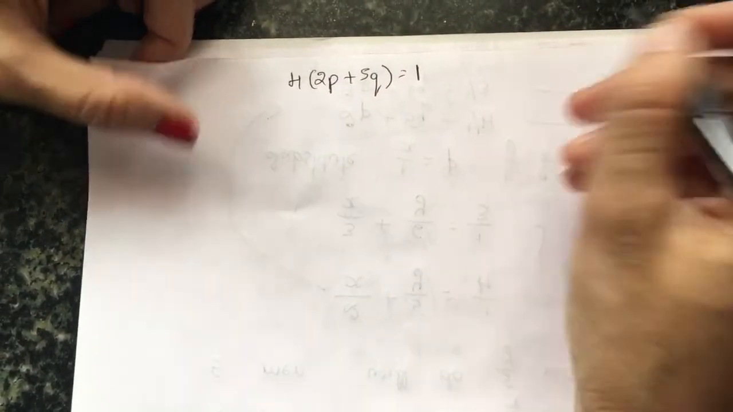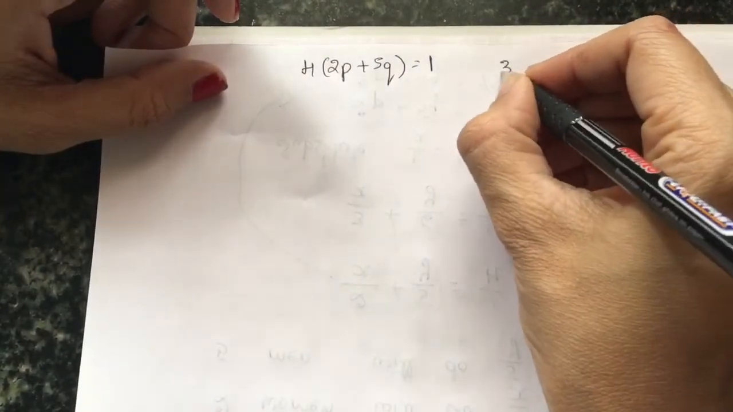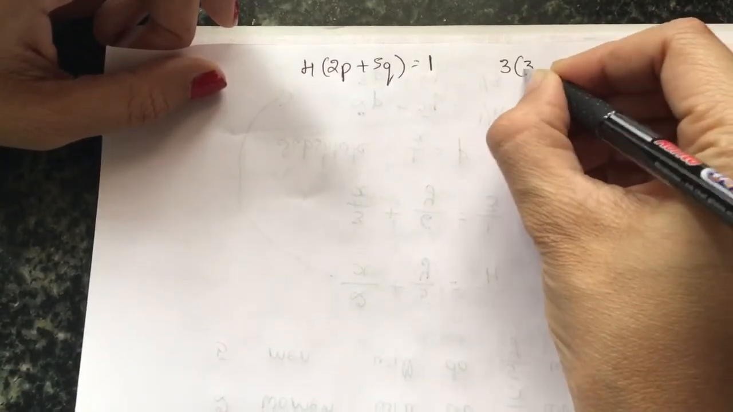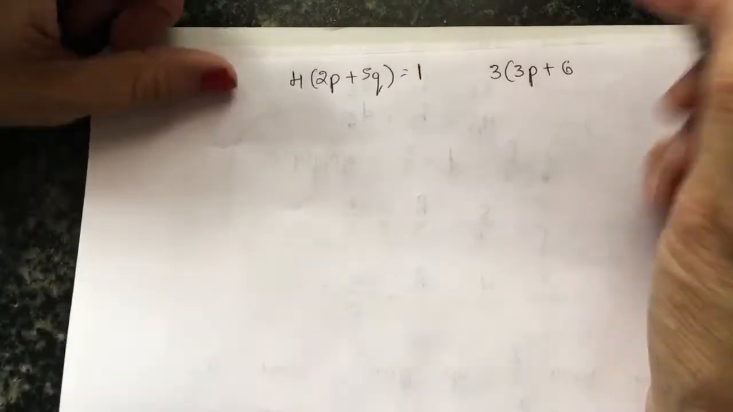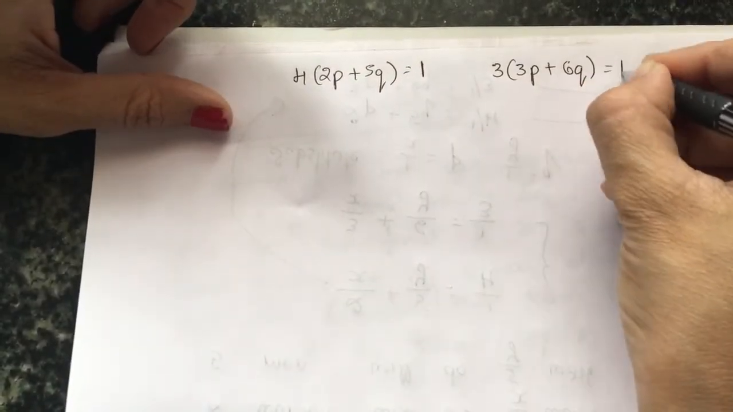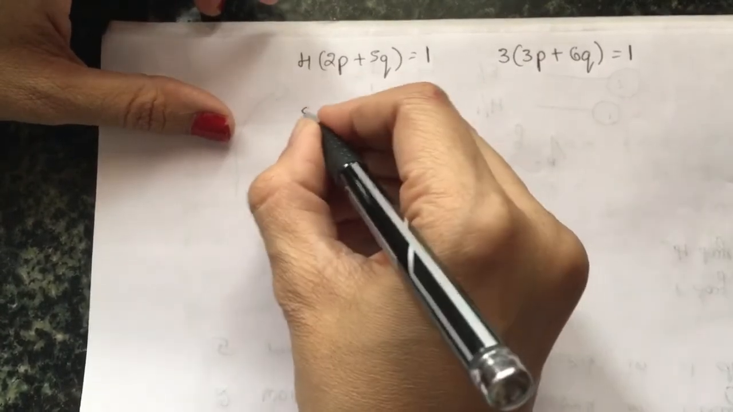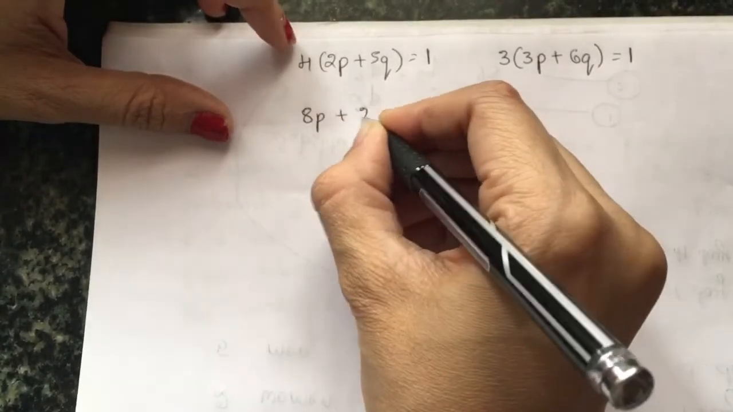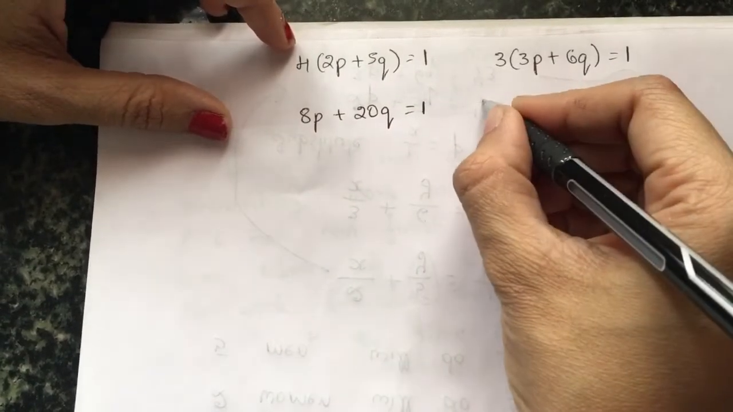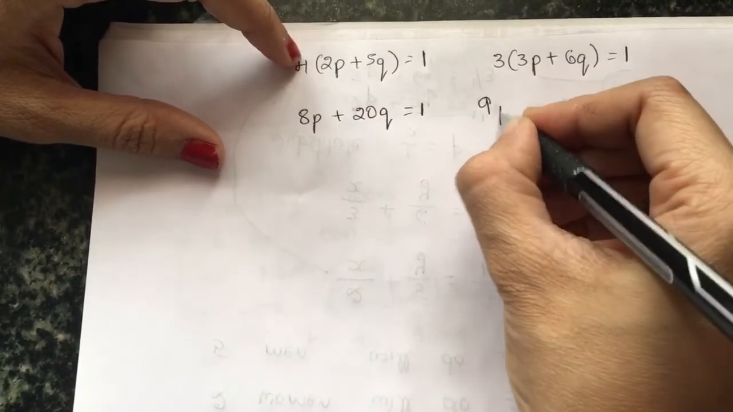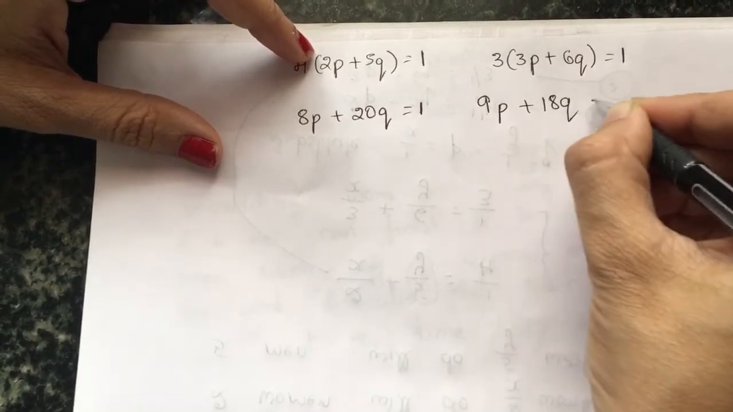And the second equation, 3 was on the denominator. I'm just taking it to the left hand side. So 3 into 3p plus 6q equal to 1. So I'm rewriting: it's 8p plus 20q equal to 1, and this is 9p plus 18q equal to 1.